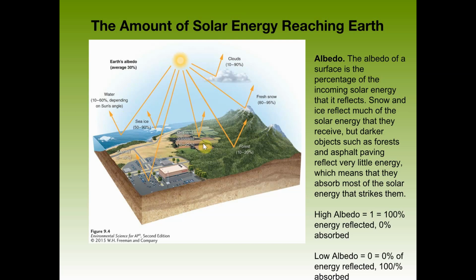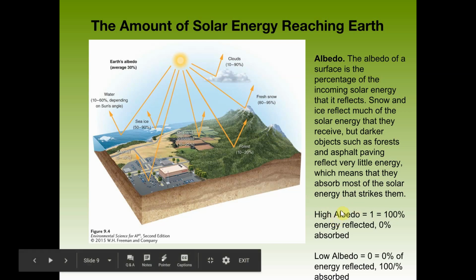So here's just some different examples of different albedos. Water can range depending on the angle, but usually it can be a little darker, so it's going to absorb more. Sea ice is usually a little higher. Blacktop is lower. Fresh snow, like I just said, very high. So really, when we talk about high albedo, we're talking about high reflectivity.